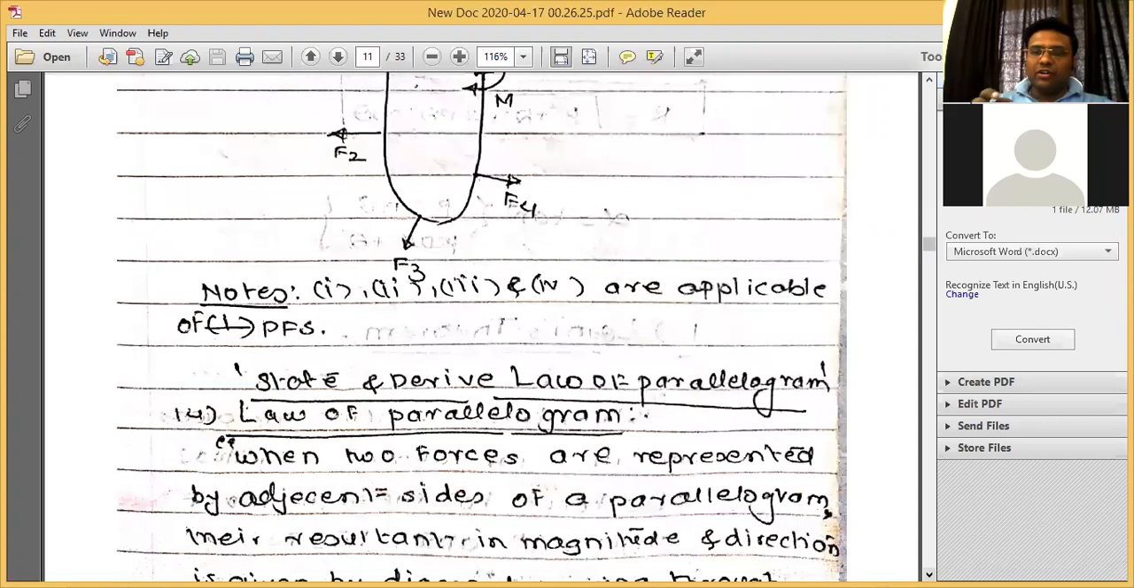I am strictly sticking to the syllabus which is given by MPSC. And MPSC is saying forces, types of forces, and then they are concentrating on calculation of the resultant. Now if we want to calculate the resultant, if there is a single force, what will be the resultant of that particular force? That force only.